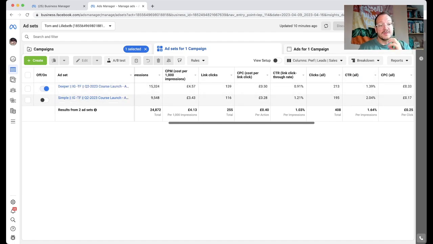So our cost per click all is 33p, which is absolutely fine. If I'm honest, it's a little bit more expensive, like I've already said, than I'd personally like it to be. I'd like it to be between about 15 and 20p ideally. But our CTR all is 1.39, and I'm fairly happy with that again, because I see the results on the back end of this.